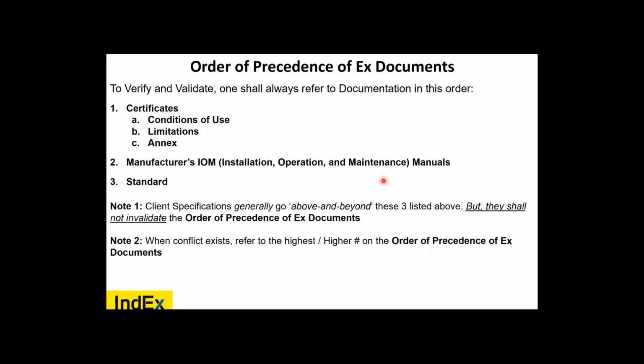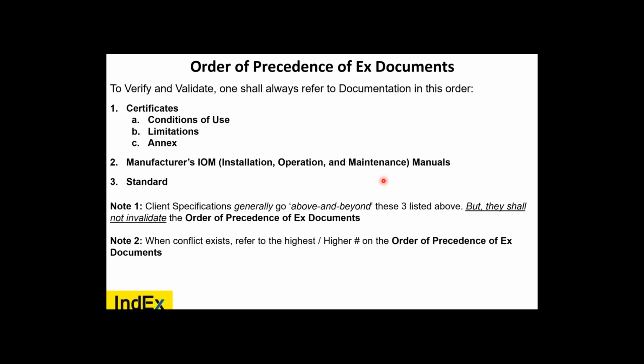First we'll talk about the order of precedence of EX documents. To verify and validate, one shall always refer to EX documentation in the following order: the certificate, specifically its conditions of use, limitations, and annex. Also, the manufacturer's IOMs, installation, operations, and maintenance manuals. Then you follow the standard.